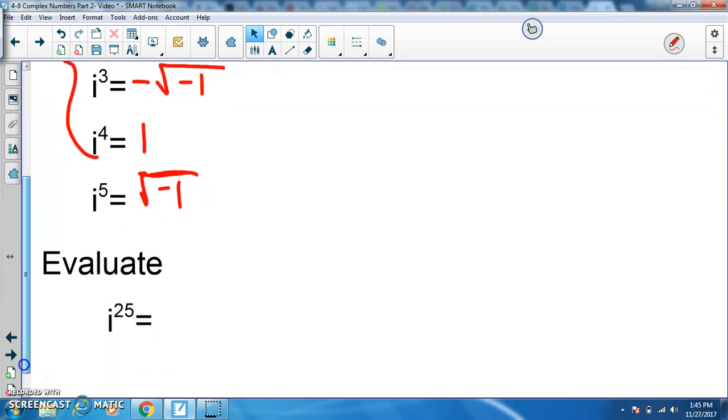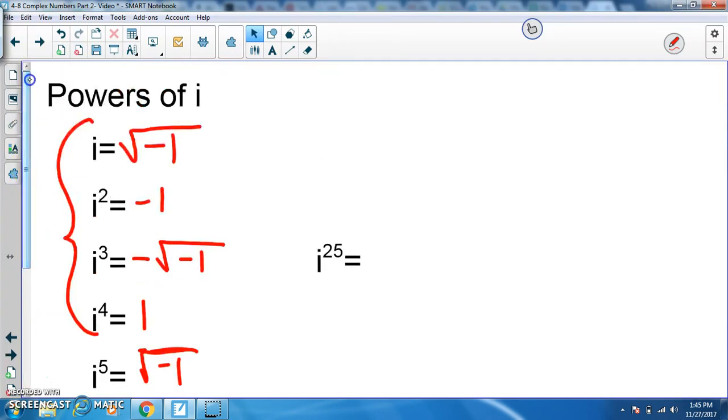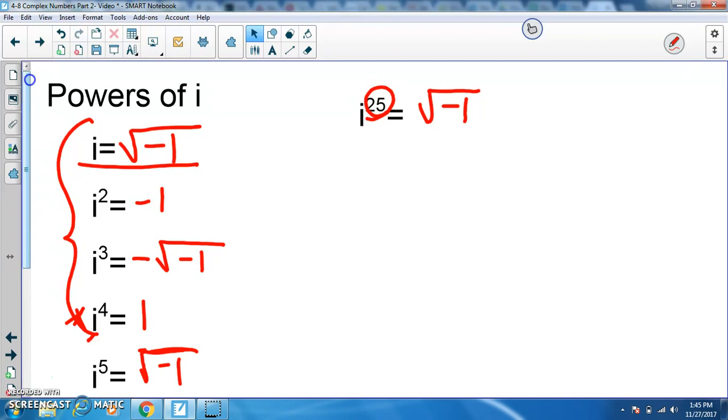If I want to find what i to the 25th power is, I'm going to move that up here so we could look at the 4 powers. That means it would be 1, 2, 3, 4, 5, 6, 7, 8, repeating until we get to 24. The reason we want to know 24 is because that's the closest number that 4 can go into, which means we would end at i to the 4th at 24. Then 25 would be here, which is equal to the square root of -1. So i to the 25th power is equal to the square root of -1.